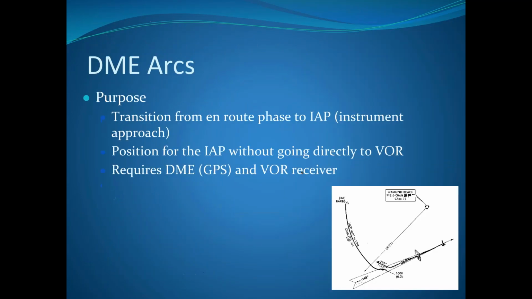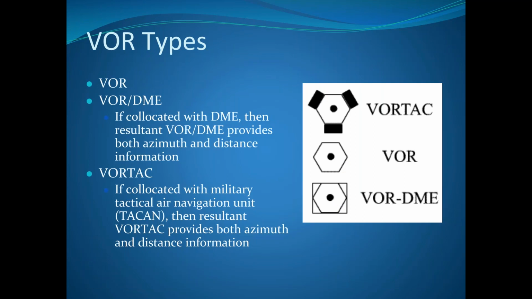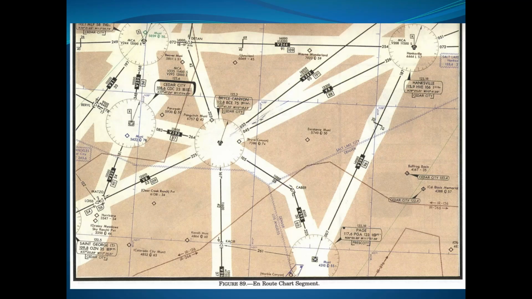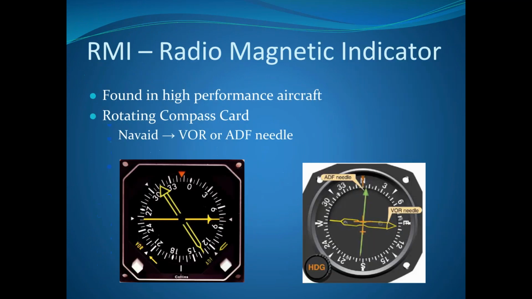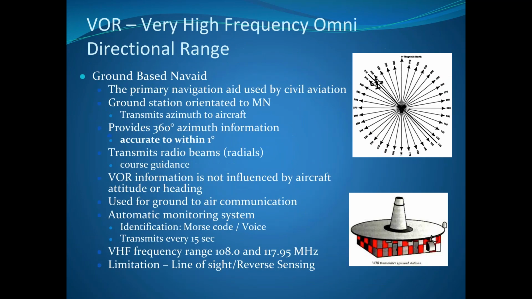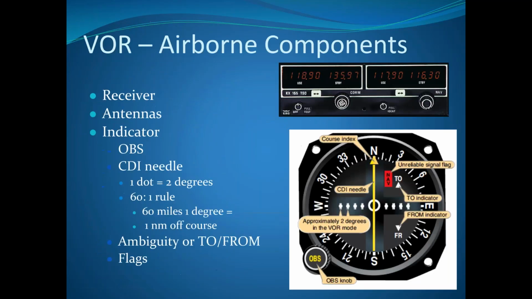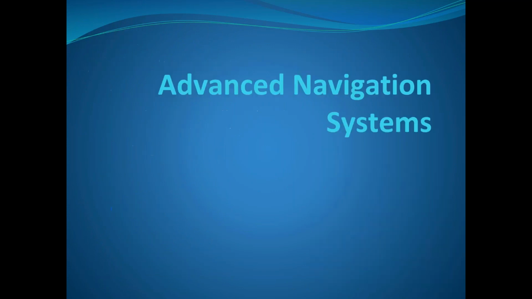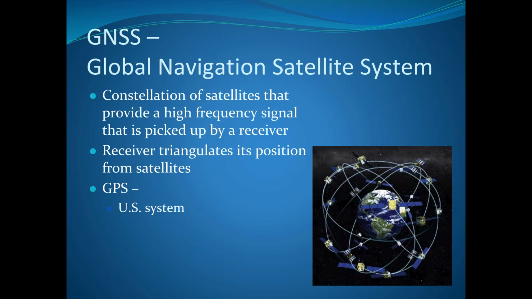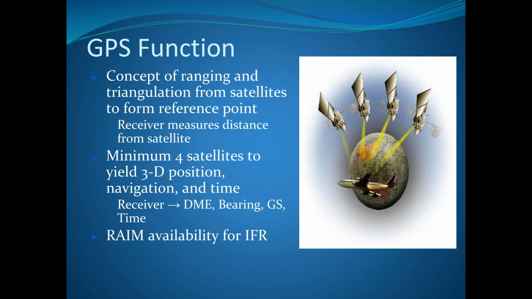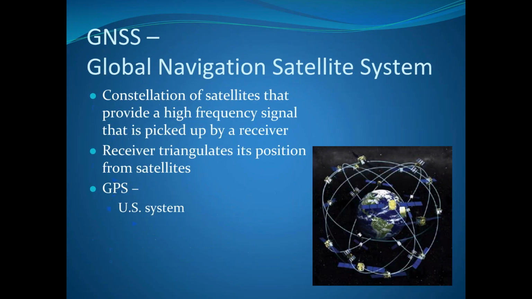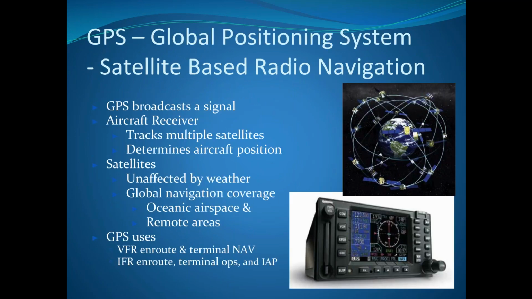Your questions on the test will be: name 3 different types of ground-based navigation. That would be your VOR, DME, ADF, NDB, any one of those. And then you'll also have a question that is: name 3 types of satellite navigation. So GNSS, GPS, and we'll go over more satellite navigation here.